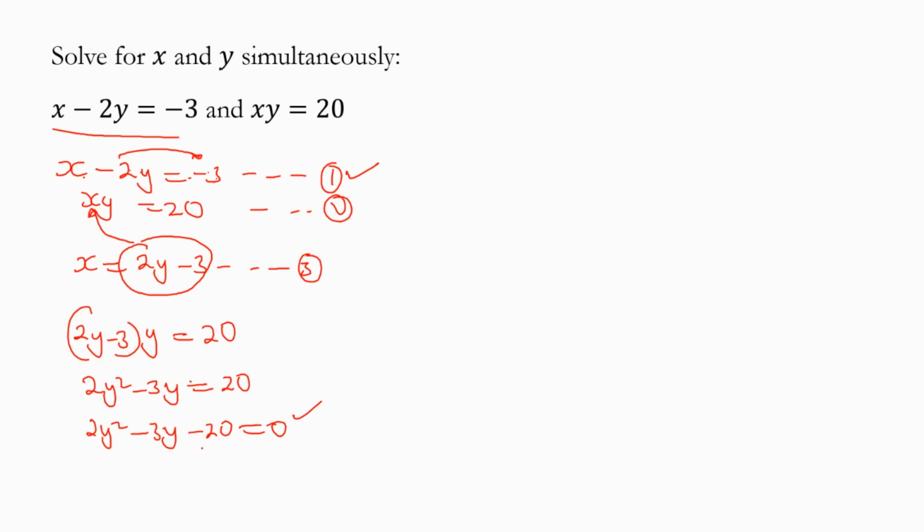So we're looking for the factors. What we do here, we have to multiply 2y squared times negative 20. You get negative 40y squared. And then we look for the factors of negative 40 that will give us what? Negative 3. So this negative here means that one factor is negative and the other factor is positive. And then this one here means that the bigger factor is actually negative. So 40, we can have 1 and 40. This combination cannot give us a 3.